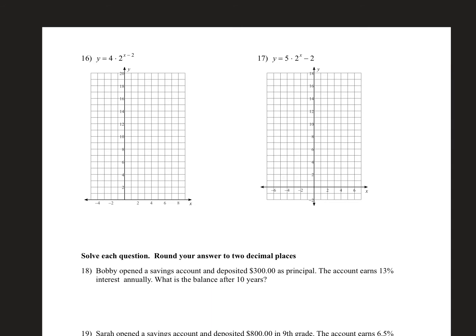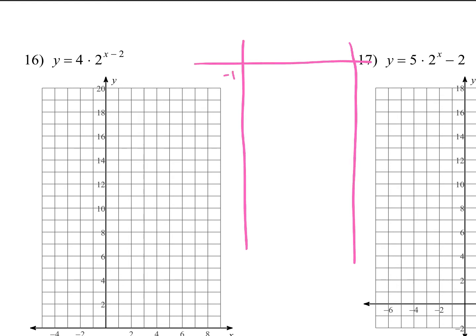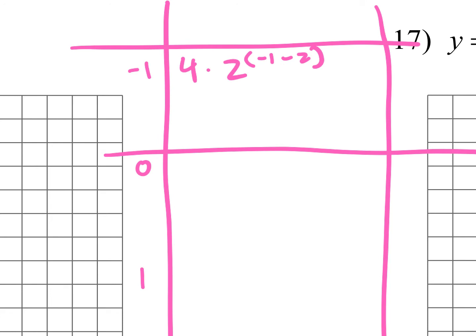Let's do 16. Start by plugging in numbers. I'm going to plug in -1, 0, 1, and 2. So I have 4 times 2 to the power of -1 minus 2. First I have to do the parentheses, actually. So this is 4 times 2 to the power of -3. Then I do the exponent.